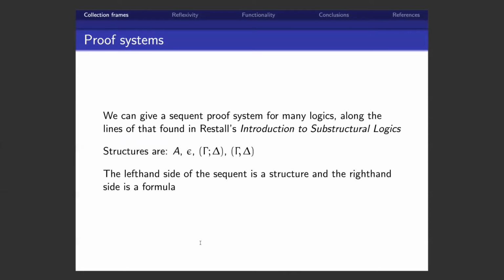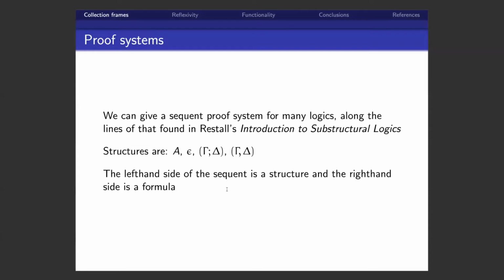get those on the table, and then talk about validity. So we can give a sequent proof system for many logics along the lines of what you find in, say, Restall's Introduction to Substructural Logics, or Slaney's General Logic paper. So we have sequents using structures, and structures are defined as follows. You can have formulas or structures. We have this special empty structure epsilon to mark logical truths. Then we have an intensional structure combination: if gamma and delta are structures, then you can combine them with a semicolon. And then we have an extensional structure combination, comma.